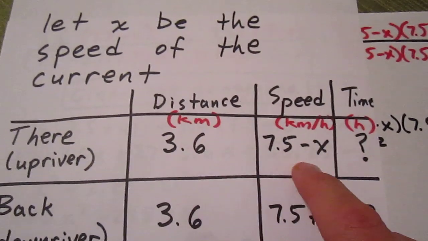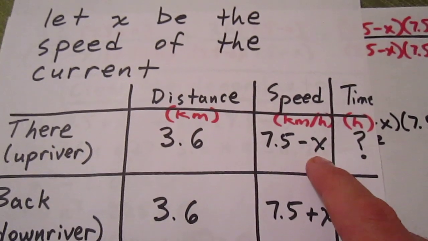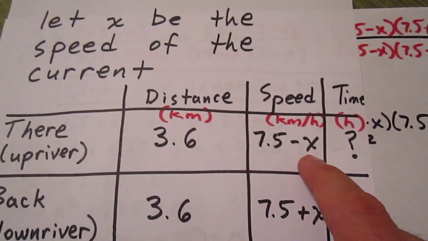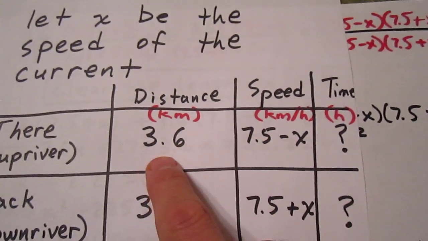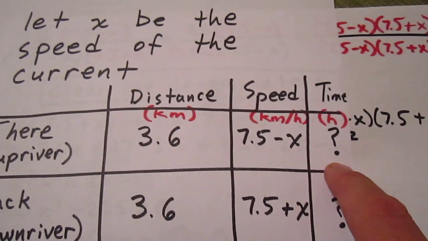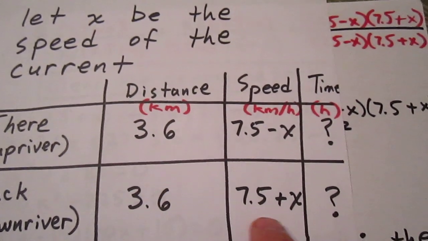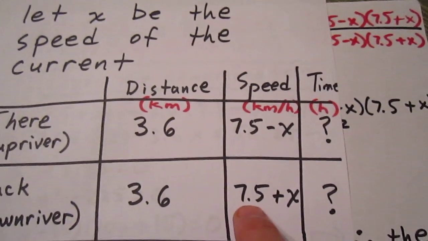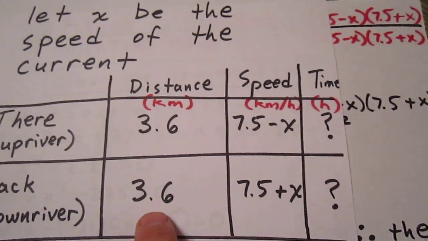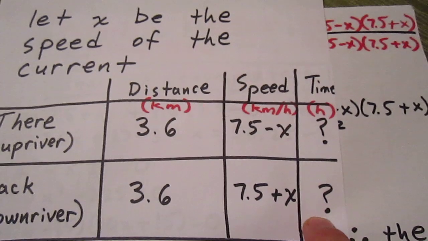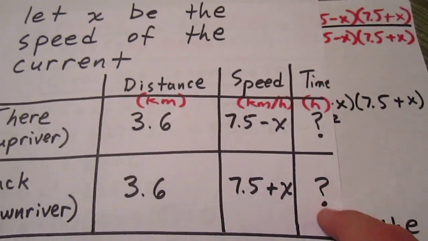Well, if x is equal to 1.5, then on the way there he was going at a speed of 6. 3.6 divided by 6 is 0.6, so it took him 0.6 hours to get there. On the way back, he would have added 1.5 to his speed, so his speed would have been 9. 3.6 divided by 9 is 0.4, so it would have taken him 0.4 hours on the way back. 0.6 plus 0.4 equals 1.